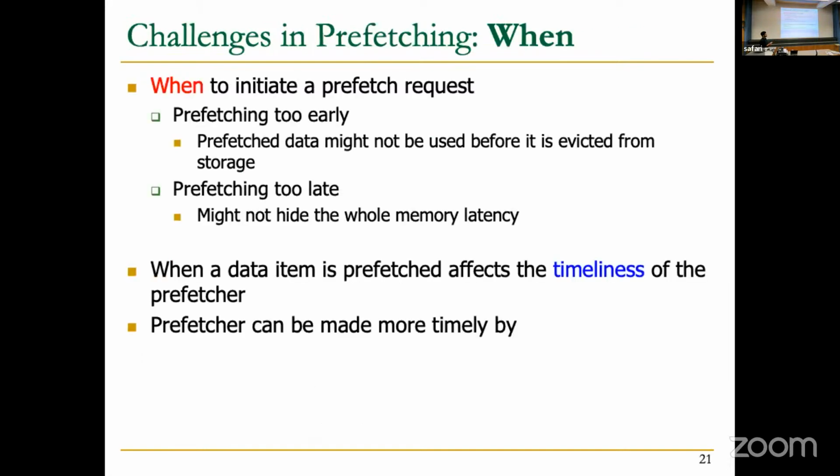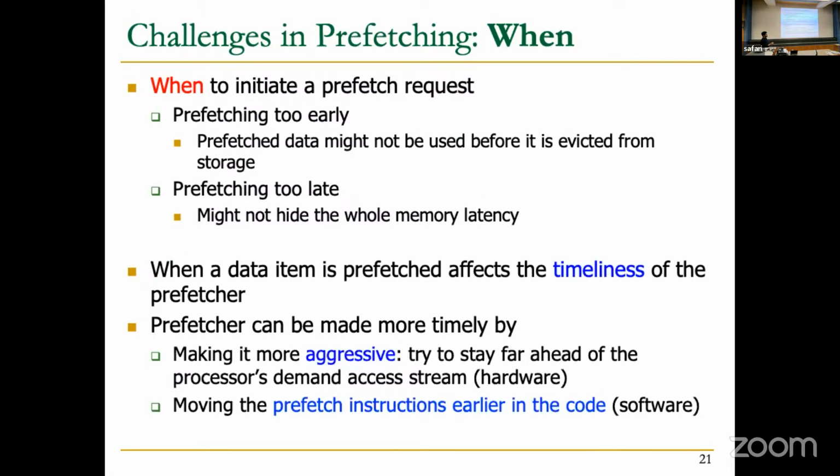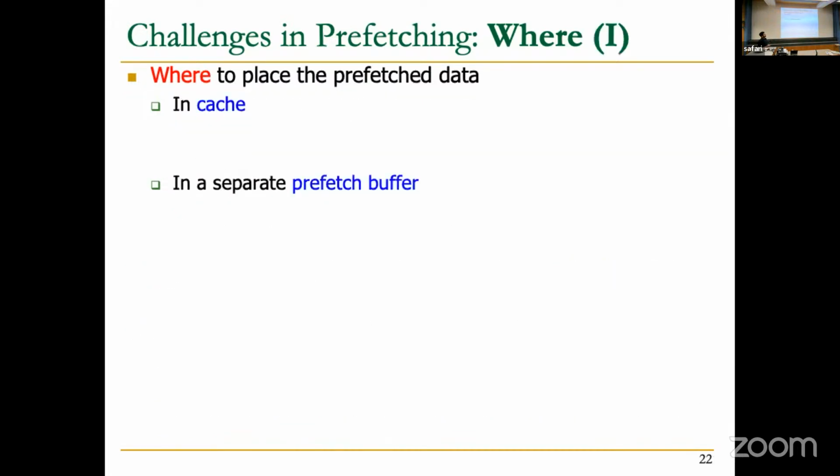So that's what we are saying here, that we can make prefetching more timely by making it more aggressive, as we are going to see, trying to stay ahead of the processor's demand access stream as much as possible. Or if we are going for a softer type of prefetching, then we can issue a prefetch instruction way ahead of when it's actually going to be demanded. So we have a decent gap between the prefetch instruction and the demand instruction that's going to consume it, so that it can prefetch just on time. Okay, so that's the when part of the story.